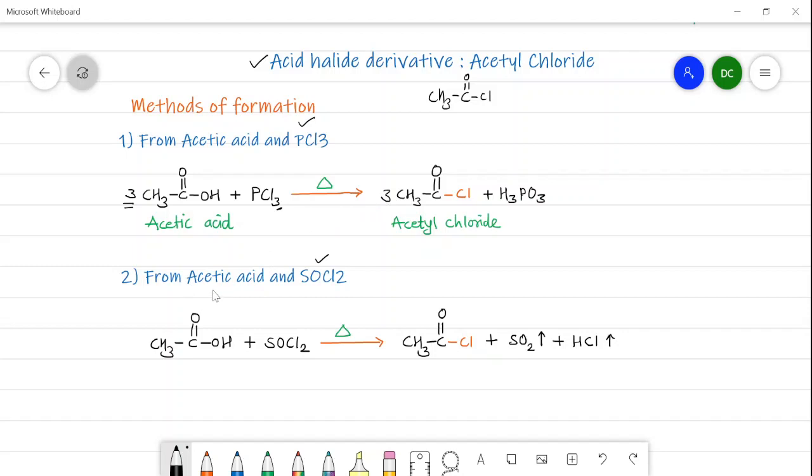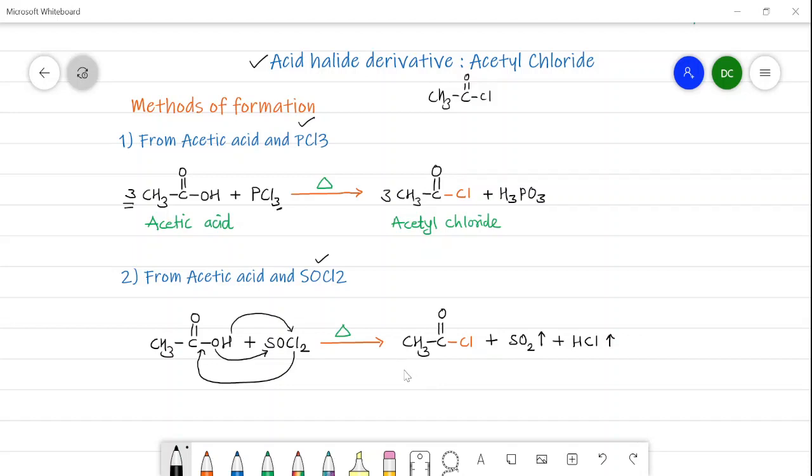In the second method, when acetic acid is treated with thionyl chloride, it gives acetyl chloride along with sulfur dioxide and hydrogen chloride. From this OH group, the oxygen is joined to the sulfur, whereas the hydrogen is joined to the chlorine, and one chlorine takes the place of the OH group, so that here we get acetyl chloride as a product.